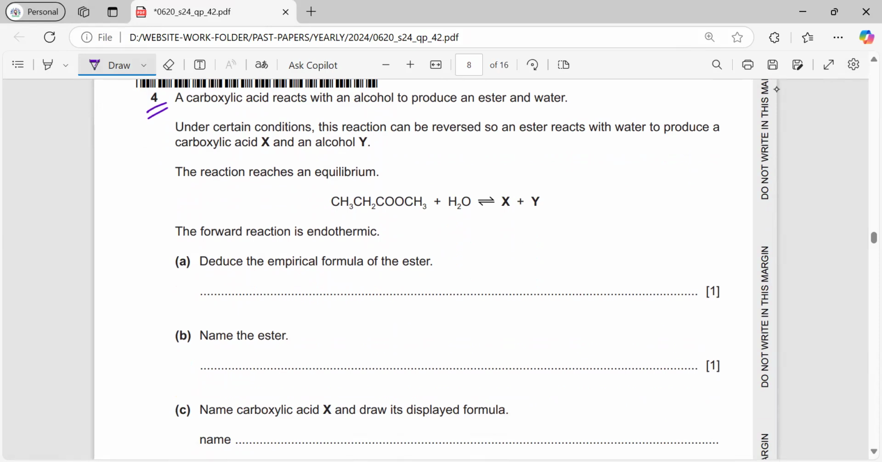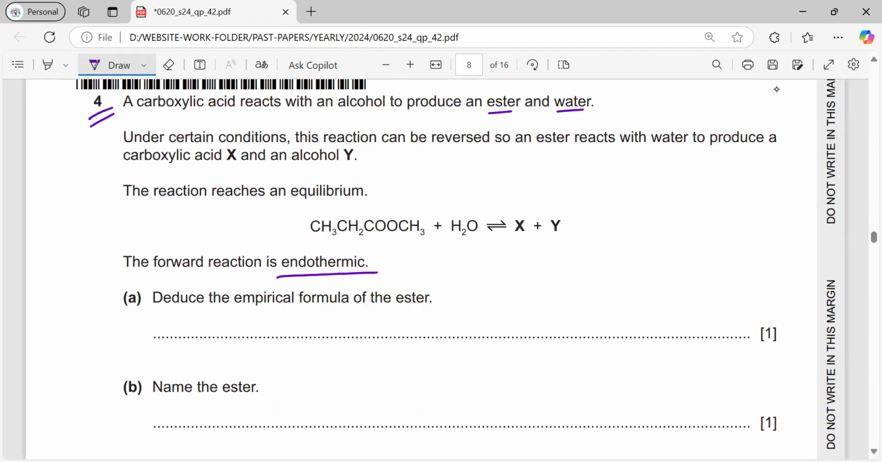A carboxylic acid reacts with an alcohol to produce an ester and water. Under certain conditions, this reaction can be reversed. So an ester reacts with water to produce a carboxylic acid and alcohol Y. The reaction reaches an equilibrium. The forward reaction is endothermic.